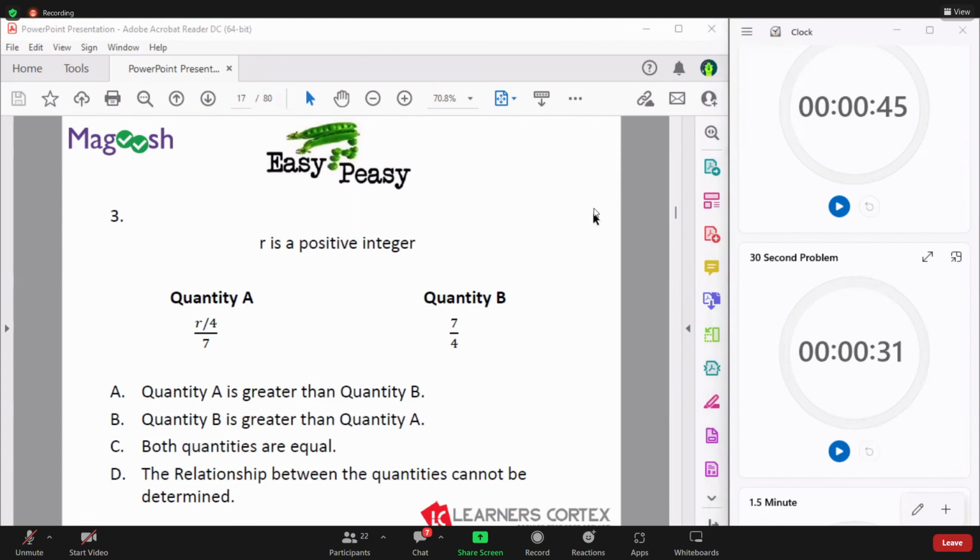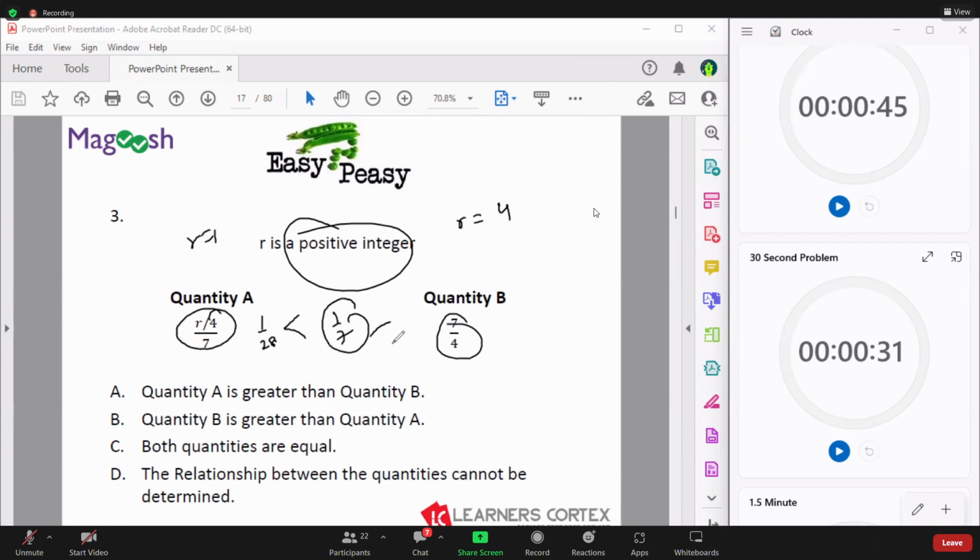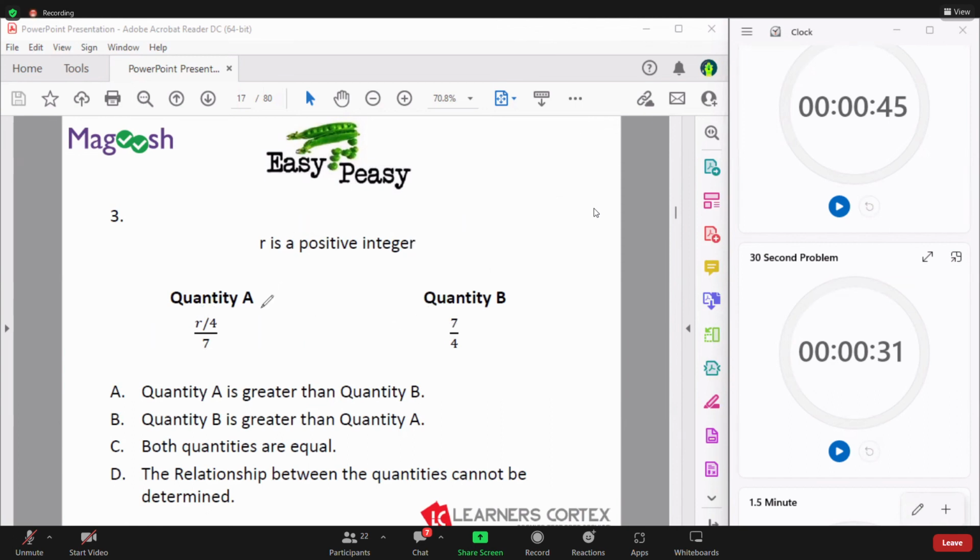Again, same thing. Since r is a positive integer, if r is 1, this becomes 1 upon 28. This is 7 by 4. This is smaller. If r becomes 4, then this particular fraction becomes 1 by 7. Again, this is smaller. If r becomes 7, then this fraction becomes 1 by 4. Still, it is smaller. If I take the value of r as 28, now this fraction becomes 1 and this becomes 7 by 4, which is 1.75. It is still smaller.